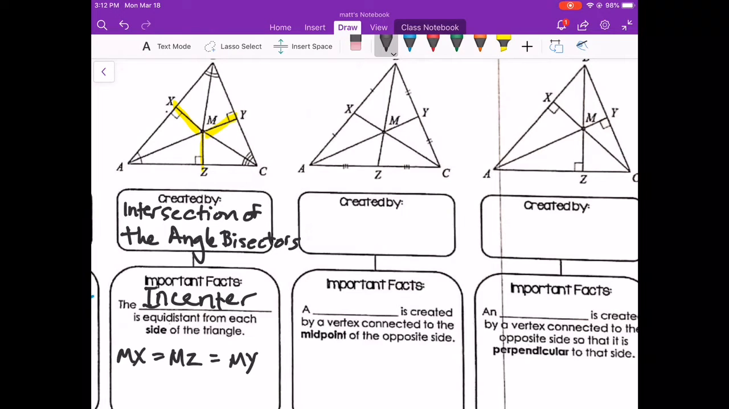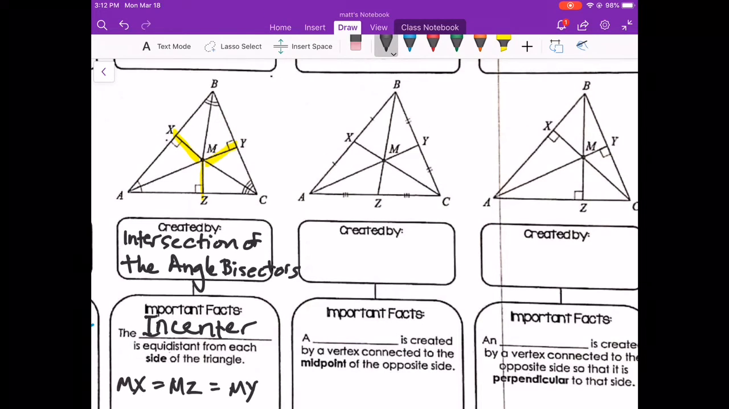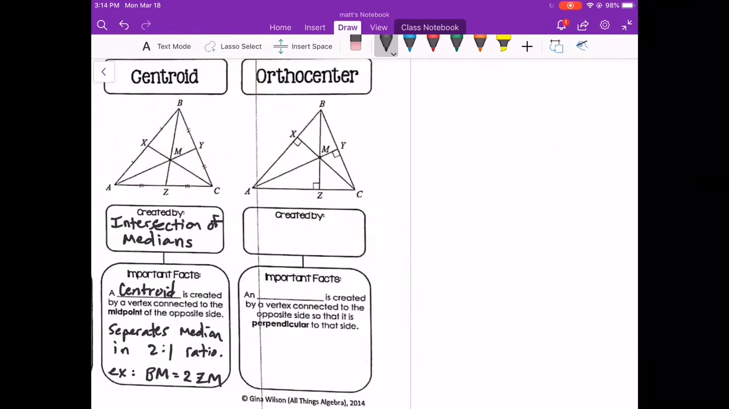Now, really important that you notice is that those right angle marks indicate that the distance from M to Y is the shortest distance that you can draw from M to that line segment BC, from M to that line segment BA, and M to that line segment AC. These perpendicular distances indicate that that's the shortest distance. So again, the intersection of the angle bisectors is the incenter, and it is equidistant from the sides of the triangle.